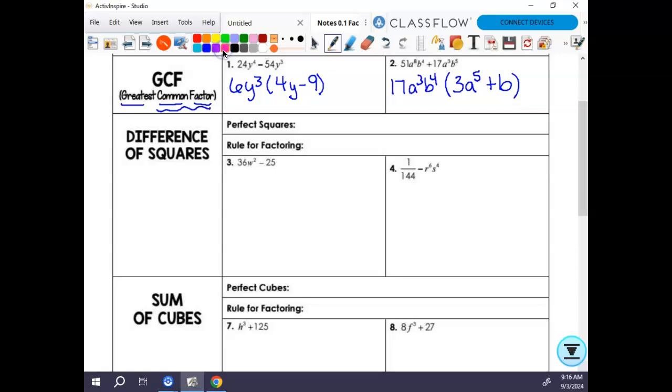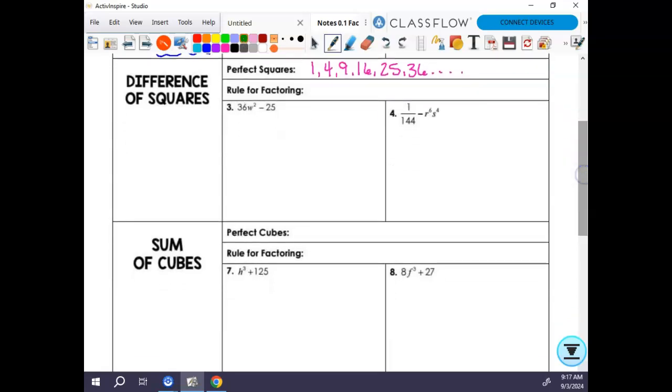All right, now we're going to talk about difference of squares, which comes up a lot. Your perfect squares would be like 1, 4, 9, 16, 25, 36, and so forth, right? Here is your rule for factoring a difference of squares. First thing is, in any of these, you have to be able to identify that that is what you have. So if I have something in the form of a squared minus b squared, that is what makes it a difference of squares. I'm subtracting two perfect squares, whether they're variables, numbers, whatever they are.